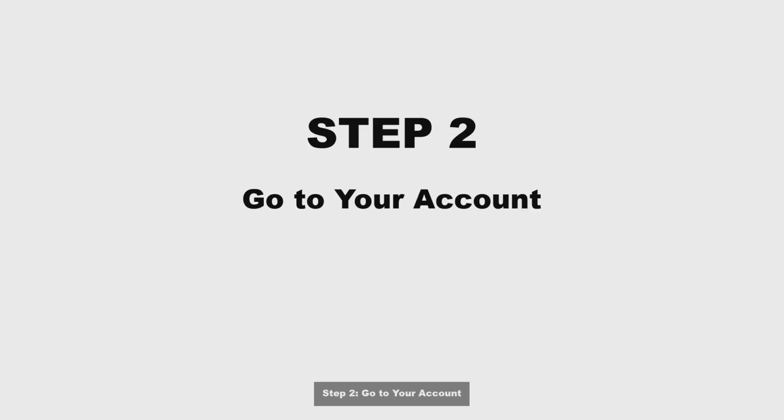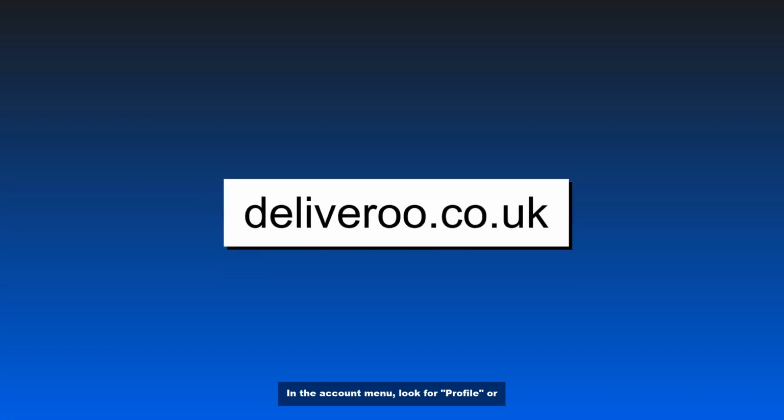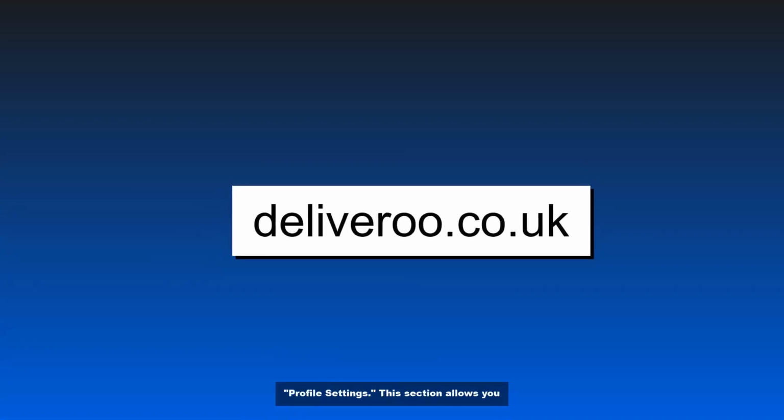Step 2. Go to your account. Tap on the profile icon or the account option usually found in the bottom right corner of the screen to access your account settings. Step 3. Select Profile Settings. In the account menu, look for Profile or Profile Settings. This section allows you to manage your personal information, including your profile picture.